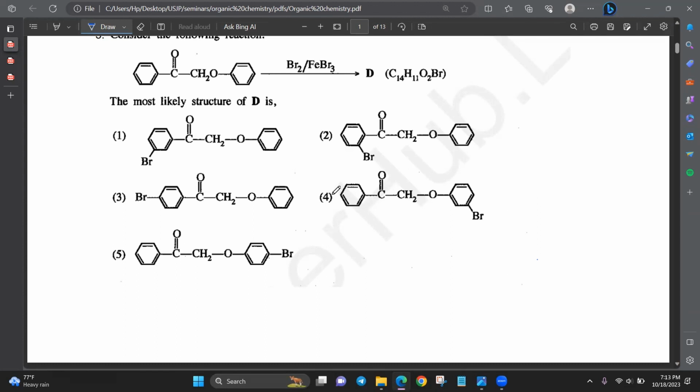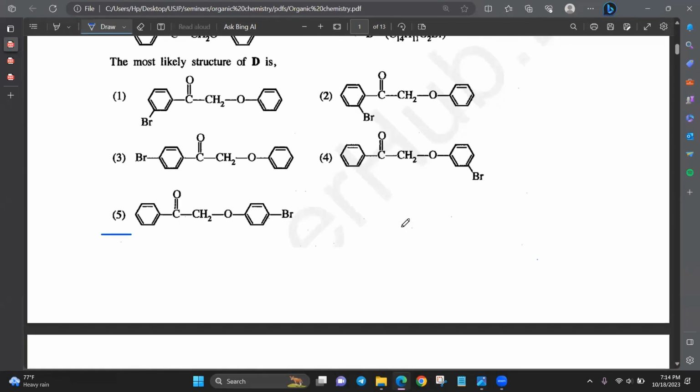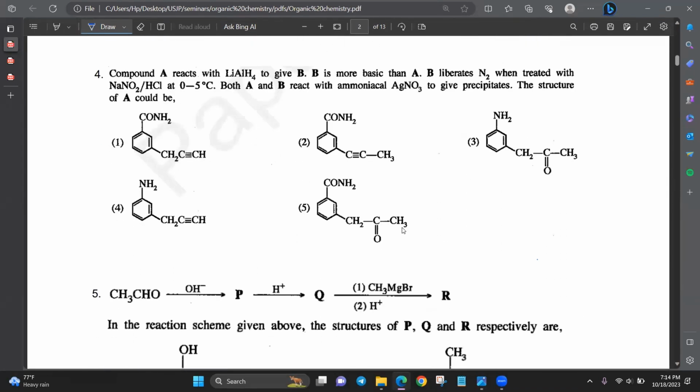Okay, now we are left with 4 and 5. We know this ether group is an ortho-para director. But if we consider this fourth one, here it has got attached to the meta position. Can it get attached to the meta position? No, so this is wrong. Then the answer is answer number 5. Here it has got attached to the para position, but it can also get attached to the ortho positions as well. So here the answer is answer number 5. Right? Okay.